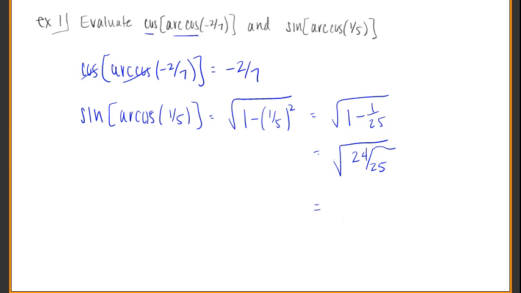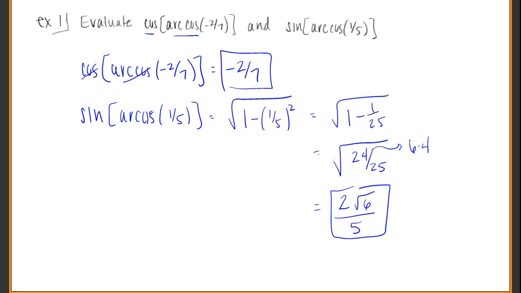Let's keep cleaning this up. We can write 24 as 6 times 4. So the square root of 4 is 2, the square root of 6 we leave in there, and the square root of 25 is 5. And so there's the answer for the second one, and there's the easy answer for the first one.